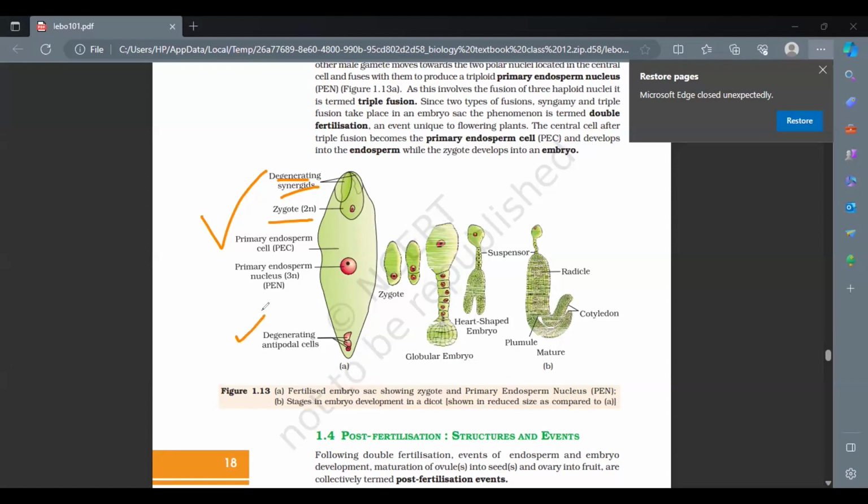Again, they are also getting degenerated because they don't have any significance now. What is there in the center? You have a primary endosperm nucleus, that is PEN, which is the result of a triple fusion. That is how it is having how many number of chromosomes? It is having 3n number of chromosomes. How many number of chromosomes are present over here? It is having just 2n number of chromosomes.